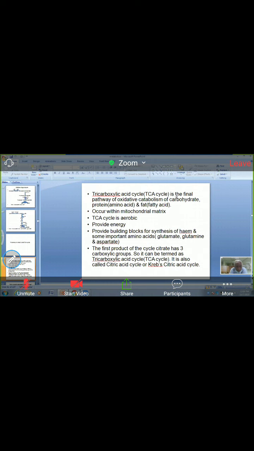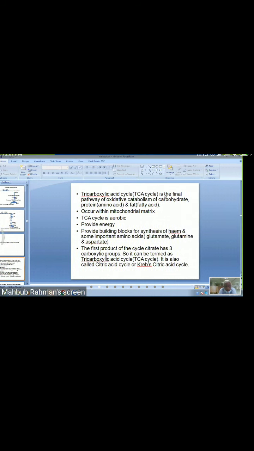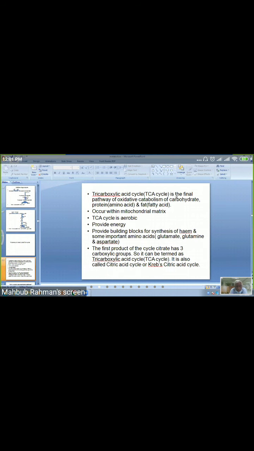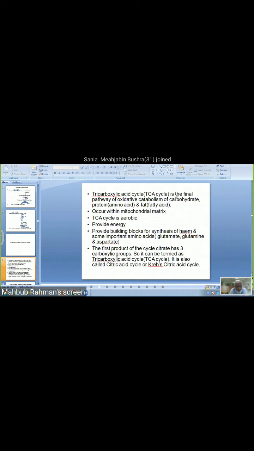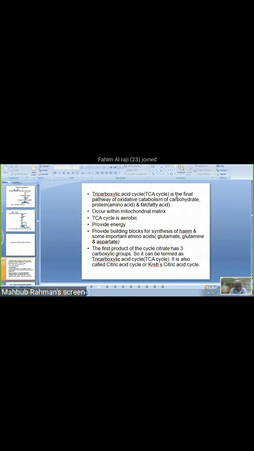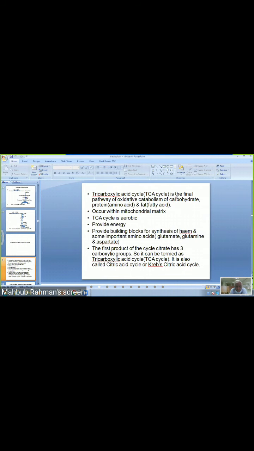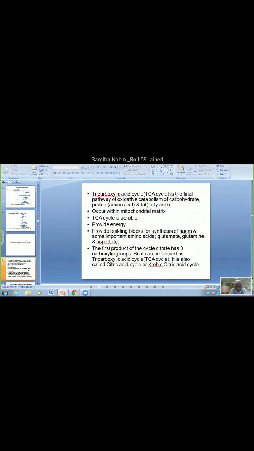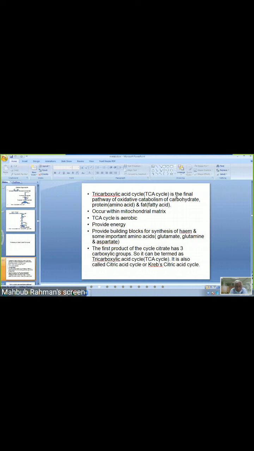This TCA cycle is intimately involved with the respiratory chain. The respiratory chain cannot operate without oxygen. Oxygen is a must for the operation of the respiratory chain, and also for the operation of the TCA cycle. When oxygen is absent, the TCA cycle stops. The TCA cycle cannot be operated.